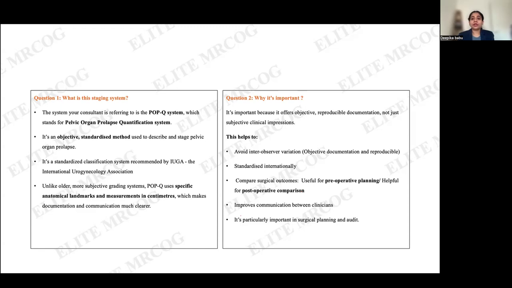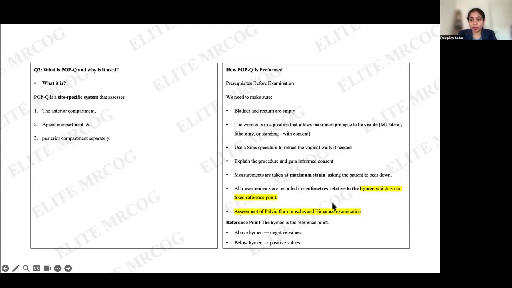All you have to remember, even if you don't remember anything else, is what POPQ stands for. It is an objective, standardized method we use to quantify the prolapse. As it is objective, it is a reproducible documentation and it avoids inter-observer variation. So we can use it for pre-operative planning and for post-operative comparison. So at least these points the examiner will definitely expect from you.